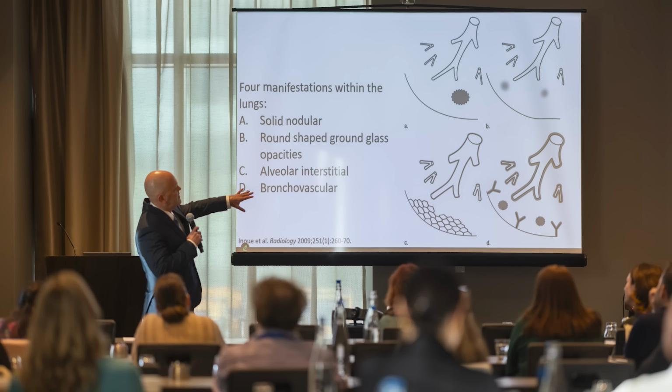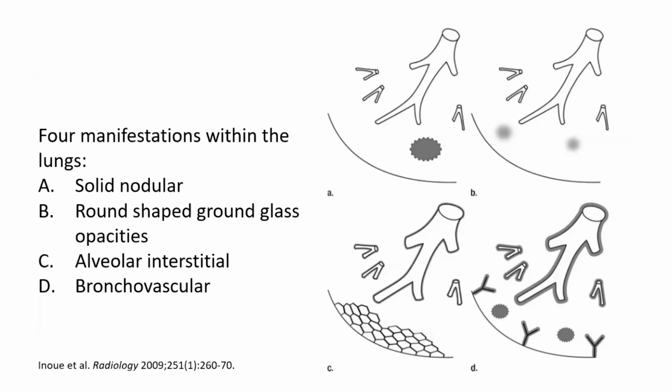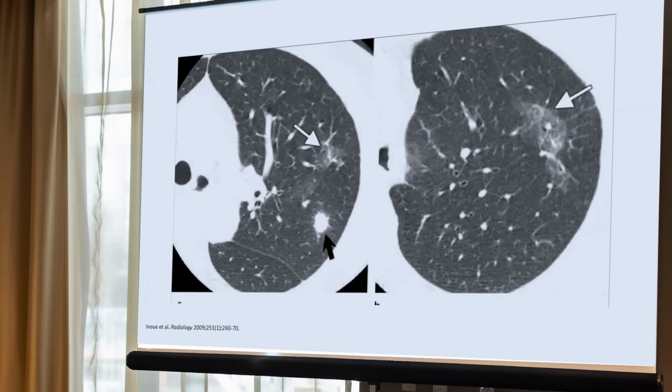Also, you can get alveolar interstitial involvement, and that's what's shown in C here. A lot of times it'll be more peripheral in the lungs. You can see it has this honeycombing pattern, and that tends to be scar tissue. It tends to be more damage. And you can also have bronchovascular involvement, so you can get thickening of the lining around the airways and the blood vessels.